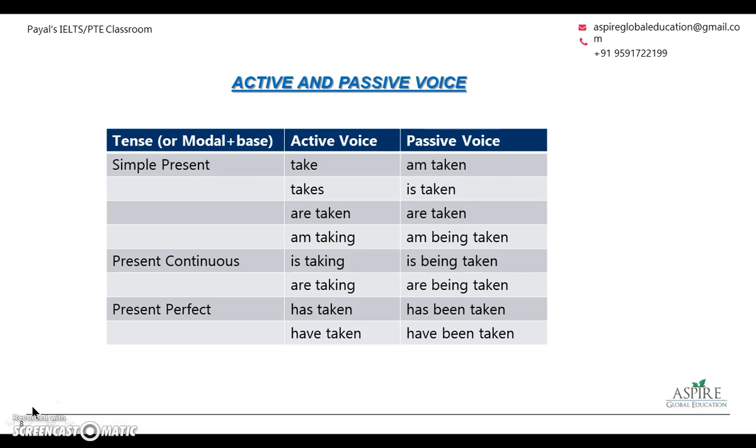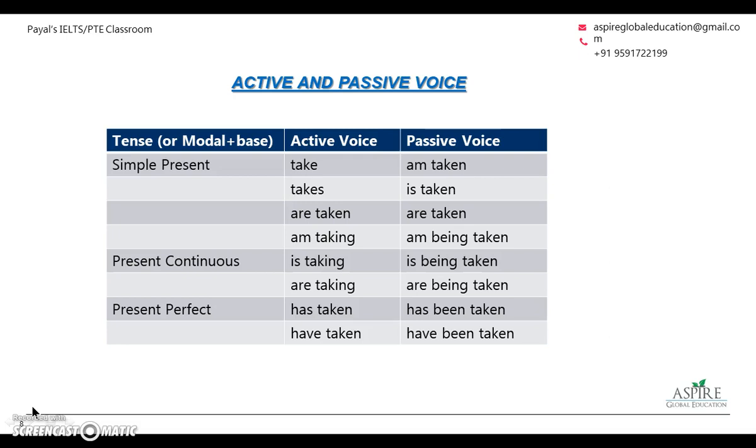So there are a few examples that are being given for present continuous: is taking, is being taken. She is taking a shower. Shower is being taken. They are taking a holiday. So holidays are being taken.